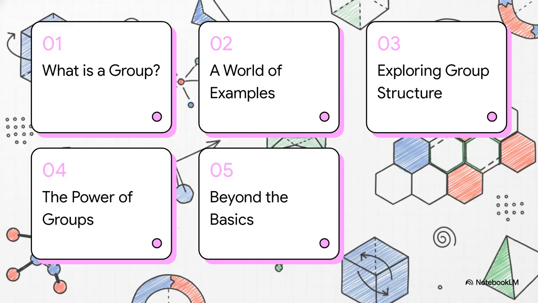All right, here's our game plan. We're going to start with what a group actually is, you know, the formal definition. Then, we'll dive into some classic examples to make it all feel a bit more real. After that, we'll peek under the hood at their internal structure, see why they're so ridiculously useful across science, and finally, we'll take a quick look at where group theory is headed today.